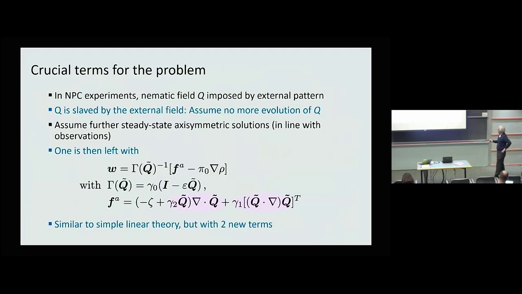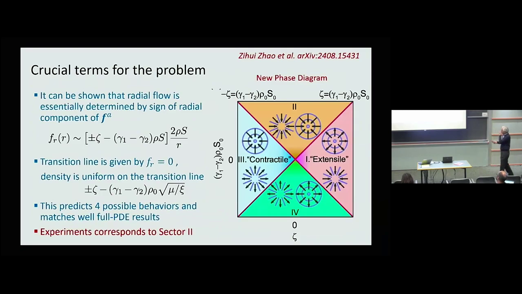So, to even further simplify the model, we assume that Q is slaved by the external field and assume there is no time evolution of Q. Now Q is fixed by the external field. Then we also assume the steady state for the velocity. Then the force field is determined by the linear force and the nonlinear force. Then this is the final result.